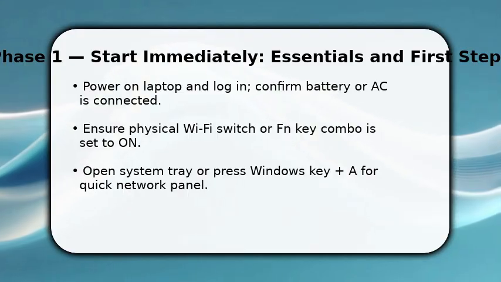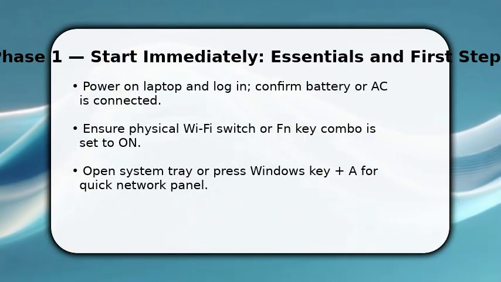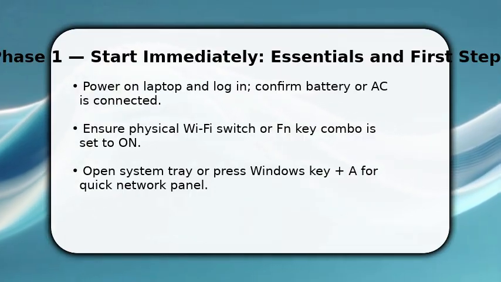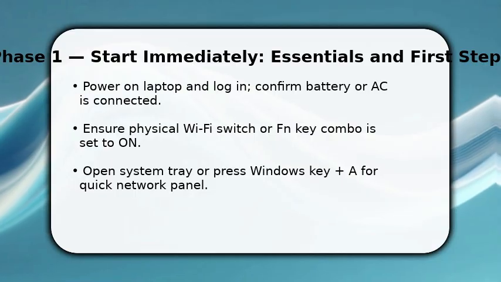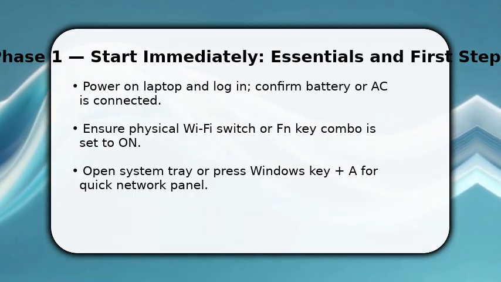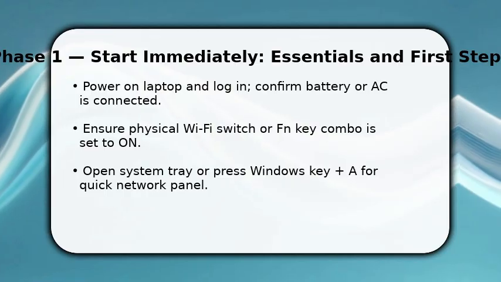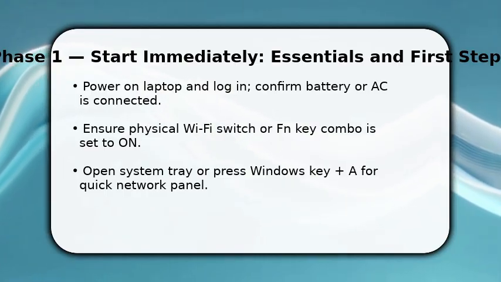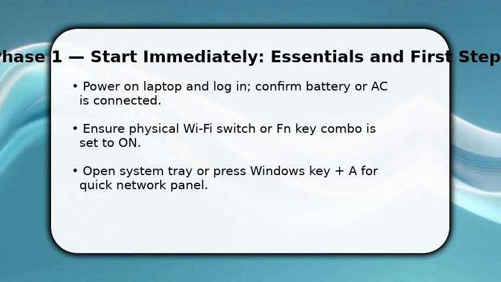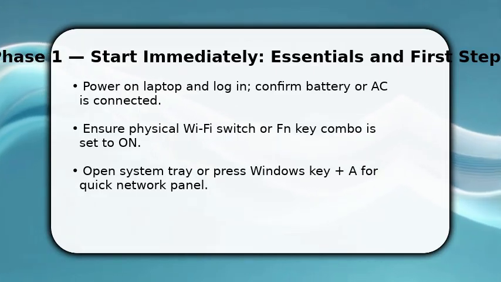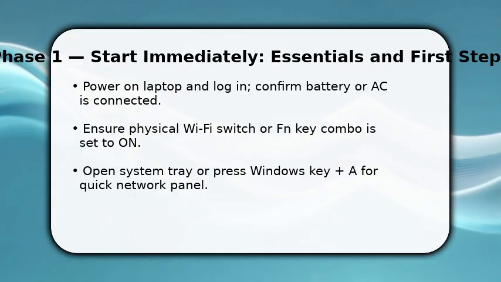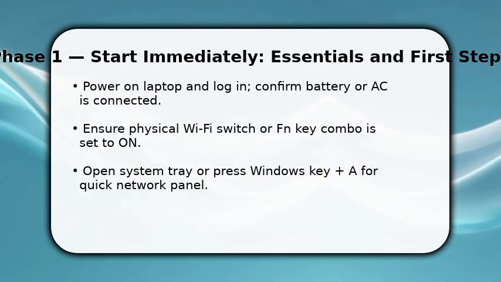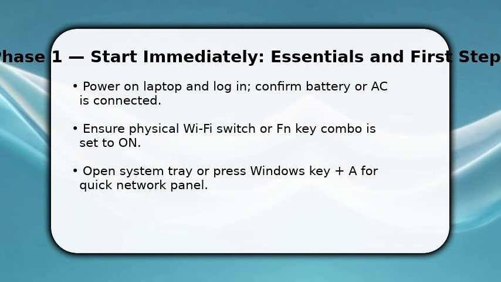You're starting now. Power the laptop and log in, then make sure the physical Wi-Fi switch or the FN key combo is set to on so the radio can work. Once done, open the system tray at the lower right or press Windows key plus A to reveal the quick network panel. You need the adapter active before any icon appears. That's why you toggle hardware first. If you skip this, the symbol won't show. Make sure the Wi-Fi LED or status indicator is lit, then continue.